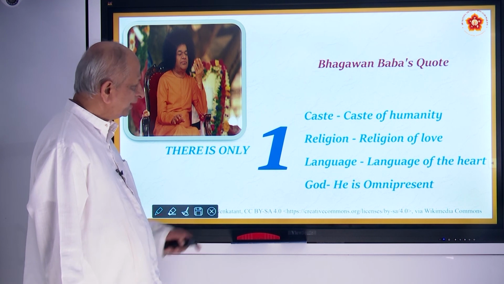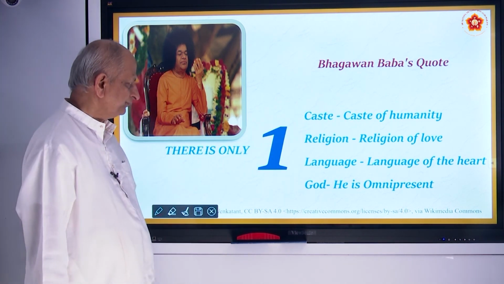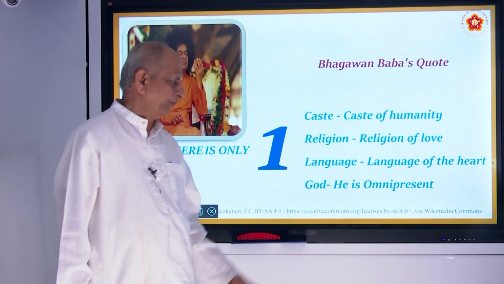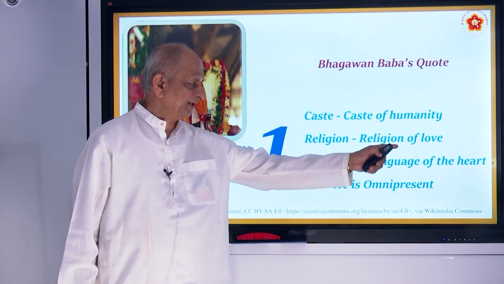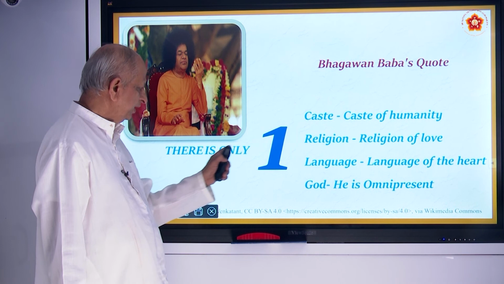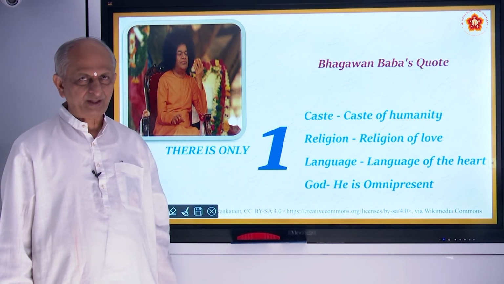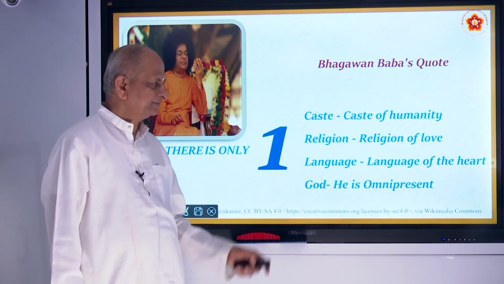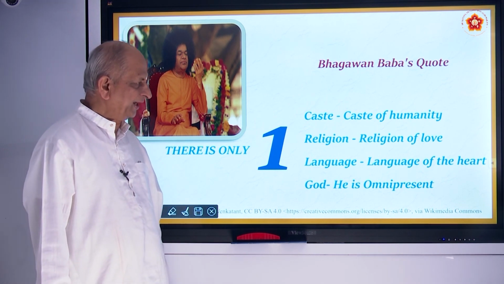Now let us see what Bhagwan Baba says. There is only one caste, the caste of humanity. There is only one religion, the religion of love. There is only one language, the language of the heart. There is only one God, He is omnipresent. Okay, this is Bhagwan Baba's quotation. Think on these lines and let us try to practice it. Okay, thank you.